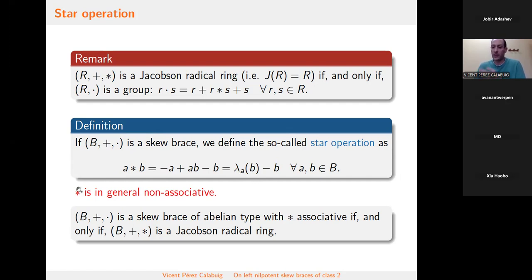This star operation is in general non-associative, but if the skew brace is of abelian type, which means that the additive group is abelian, then we have that this star operation is associative if and only if (B, +, ⋆) is a Jacobson radical ring. And this is the reason why Rump's braces were considered as a generalization of Jacobson radical rings. And for instance, we can apply ring theoretical methods to study the structure of skew braces.